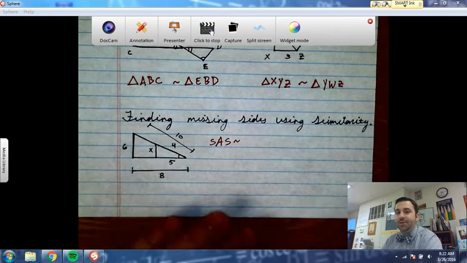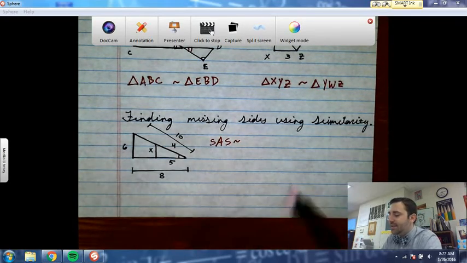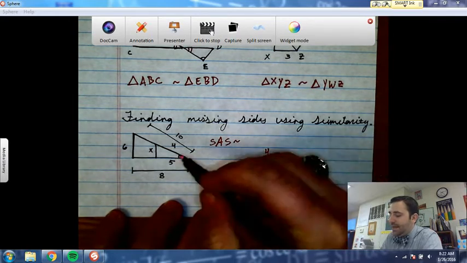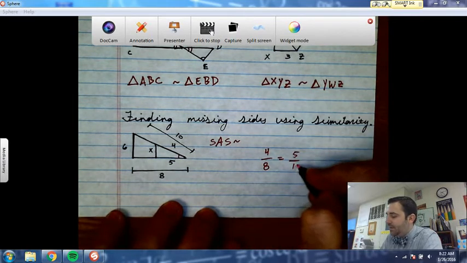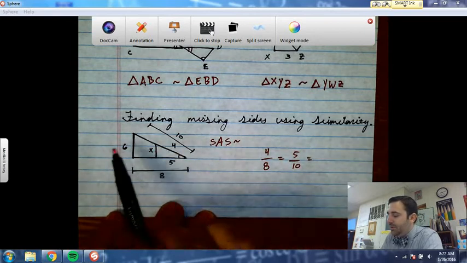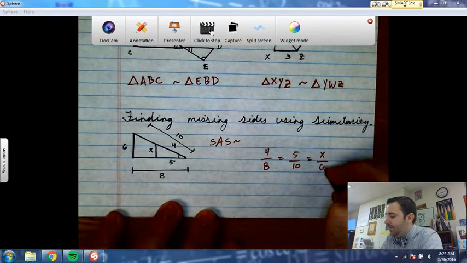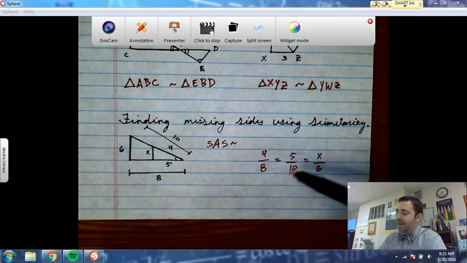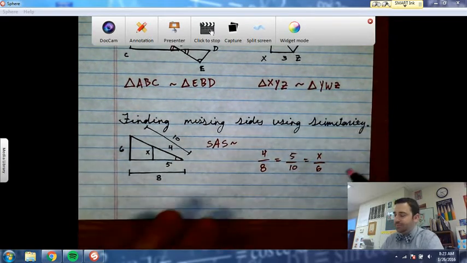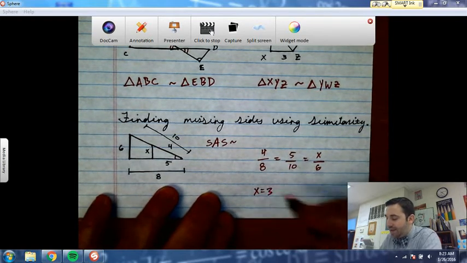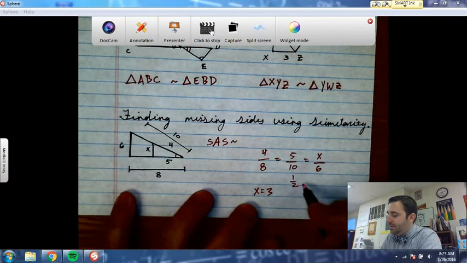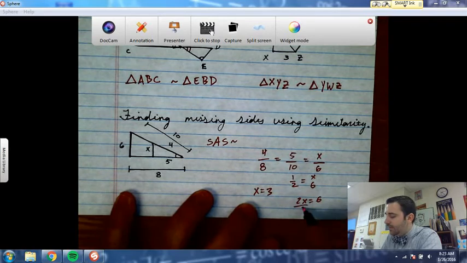If I want to find this missing side, let's set up the scale factor. 4 and 8 has to be equivalent to 5 and 10, which has to be equivalent to x and 6. In this simple example, we can look at the pattern and see it's increasing by a factor of 2, so x would have to be 3. But in a more complicated example, you could take one of the ratios, simplify it down, then cross-multiply and solve for the missing side.